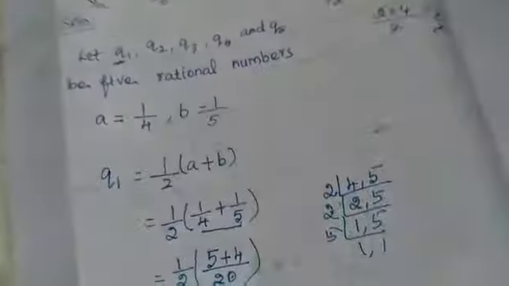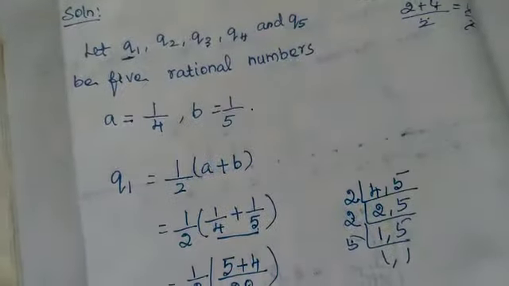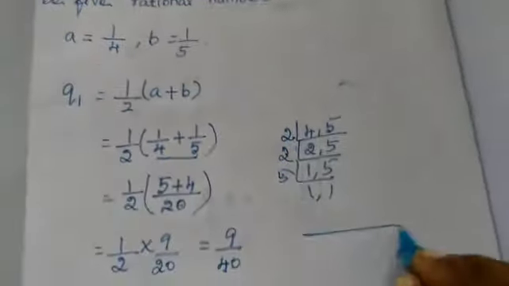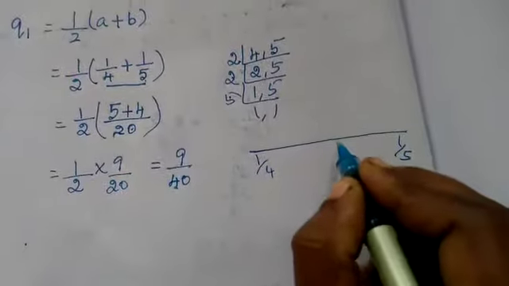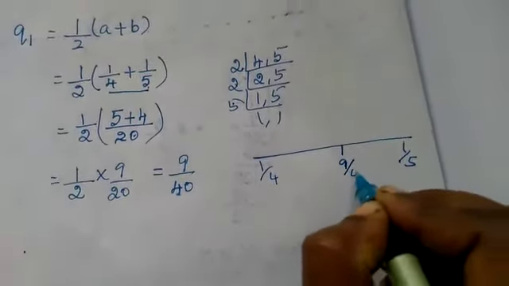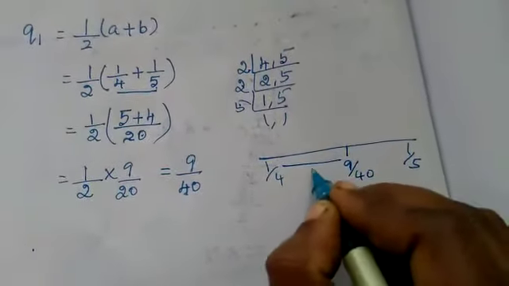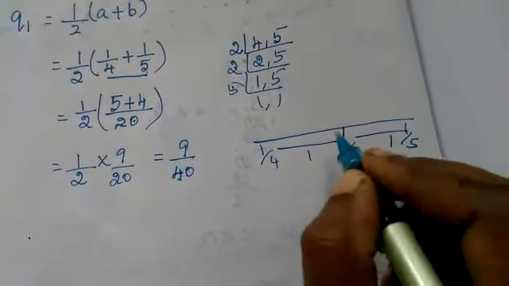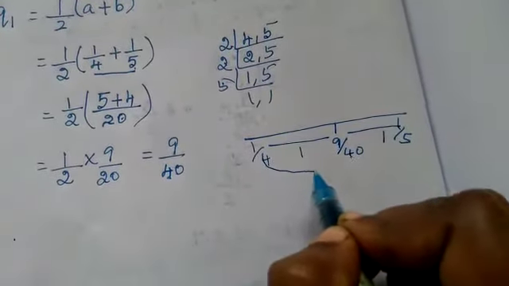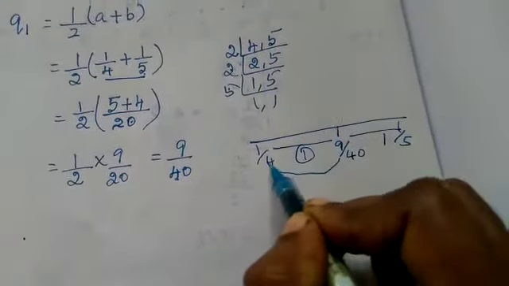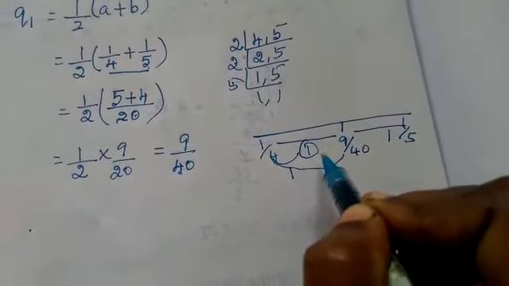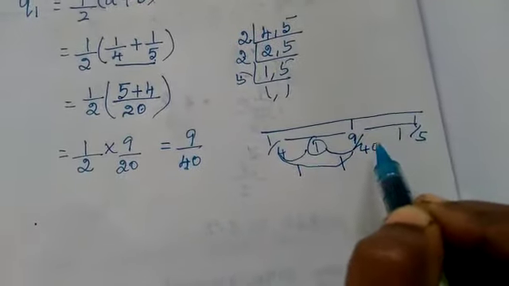Next we want to find the next rational number. Now listen, I was wrong, this one is 1 by 4, this one is 1 by 5. Between 1 by 4 and 1 by 5 we found this middle number 9 by 40. Again we can find one rational number here and one rational number here. In between these two we get one number. In between this we can find one rational number.